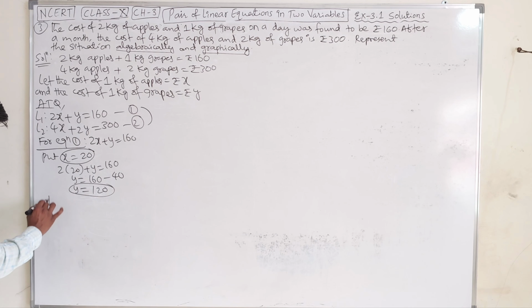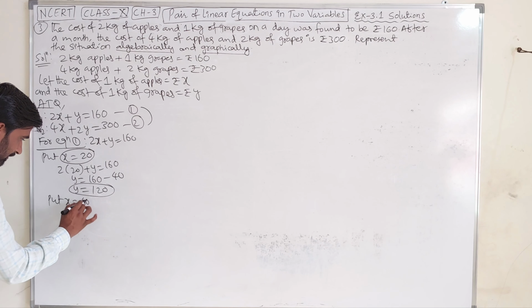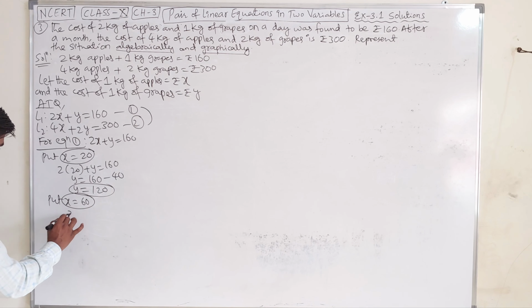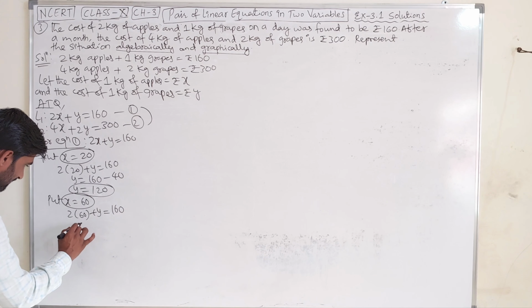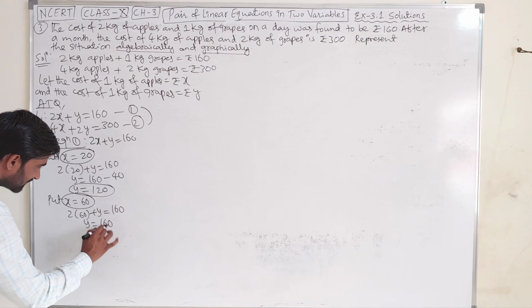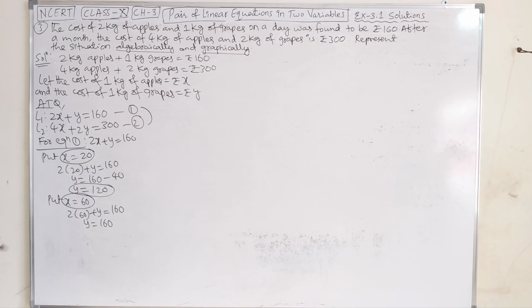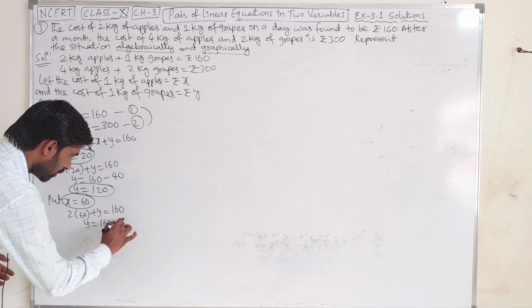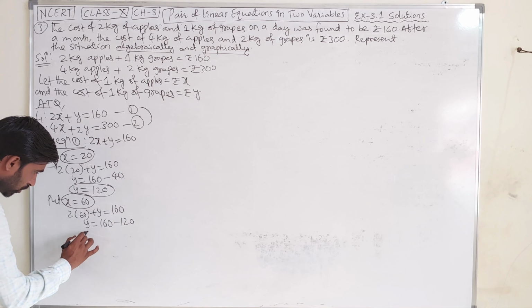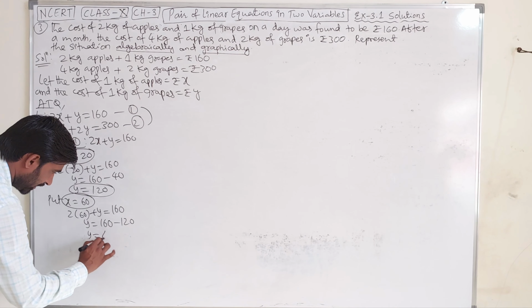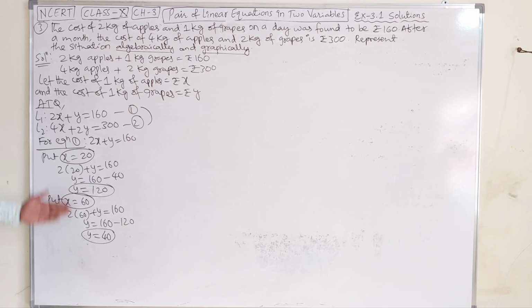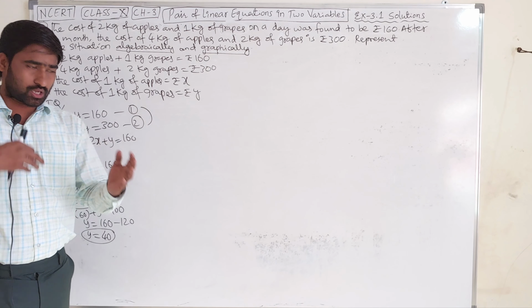Next, put x equal to 60. So we will get here 2 times 60 plus y is equal to 160. So y will be equal to 160 minus 120, as 120 goes to the other side. So y will be equal to 160 minus 120, so it is 40. So these are the 2 solutions for equation 1.